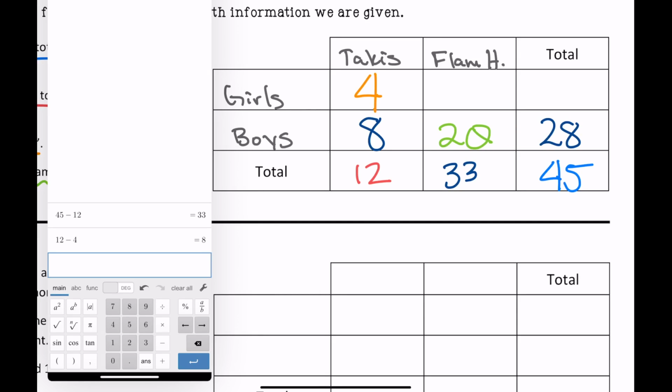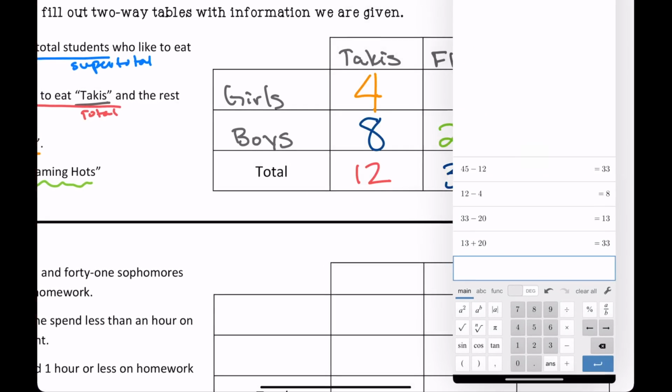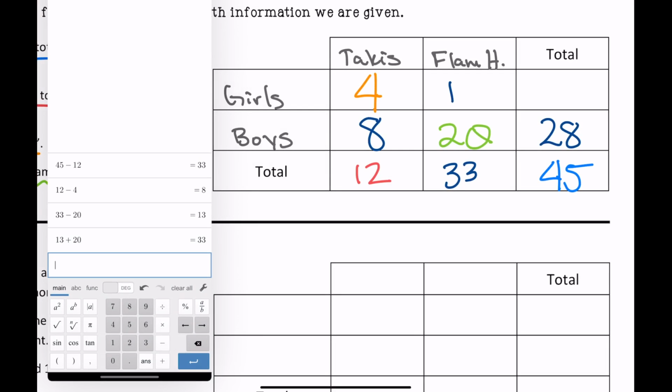Then we could figure out Flaming Hots and girls. We can figure out this one right here by doing, so we're trying to figure out what number plus 20 would give us 33. Well, I can do that one in my head, but you can do 33 minus 20. It says 13, so let's check. Let's check that 13 plus 20 would equal 33. It does, so that is a good answer. And then 4 plus 13 to get this last total is 17.